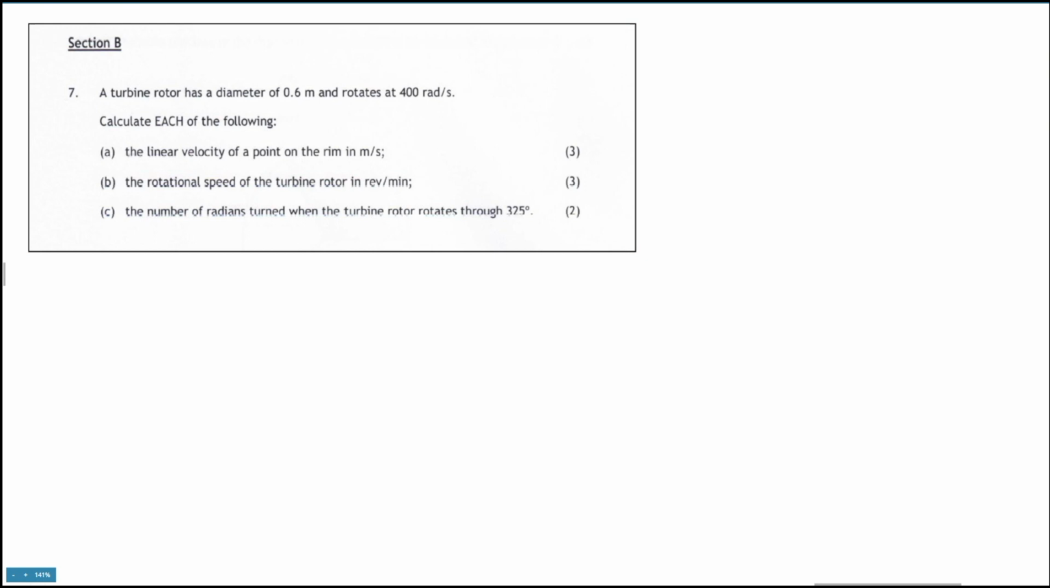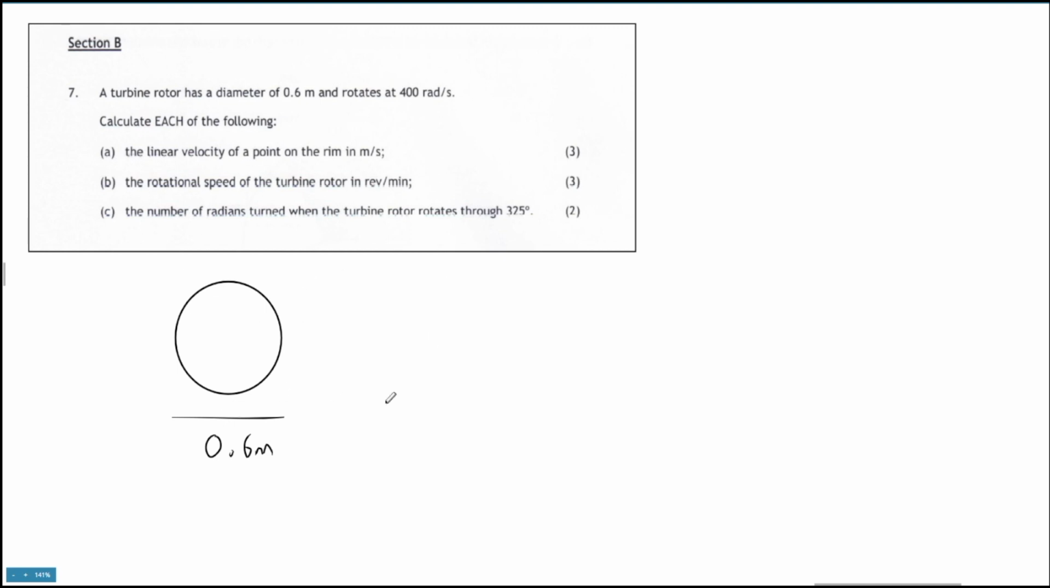Okay, this is question 7. It's section B, which is switching from mathematics into mechanics and physics. So it's going to be a little bit different. Number 7: a turbine rotor has a diameter of this much and rotates at that much. Okay, turbine rotor. Well, I guess that means it's a spinning circle. Let's draw a picture of it, a diameter of 0.6 meters. That's great. And then it rotates at this many radians per second.